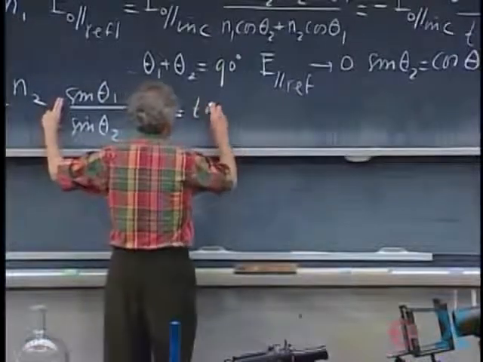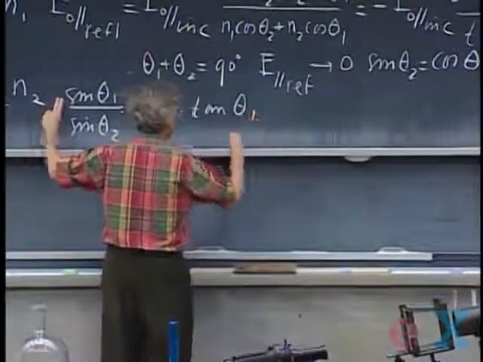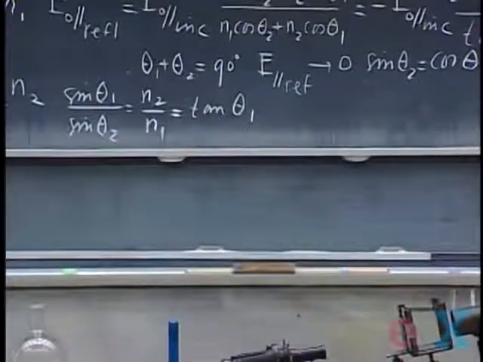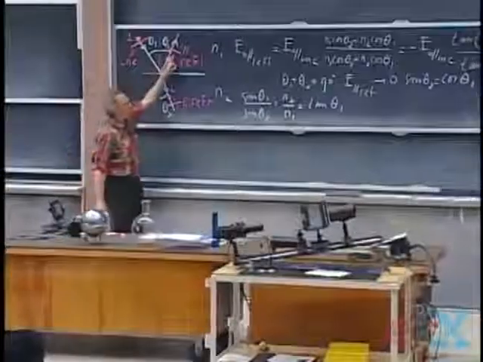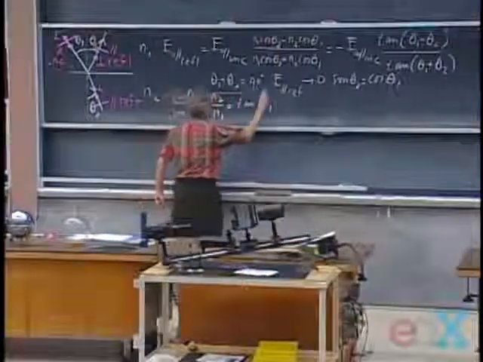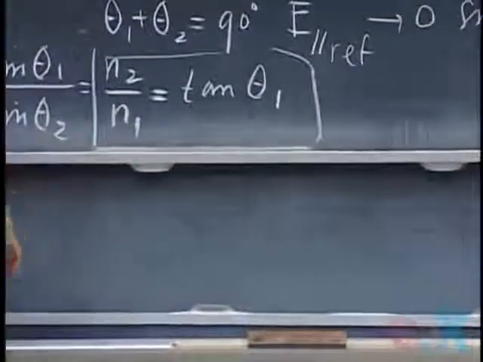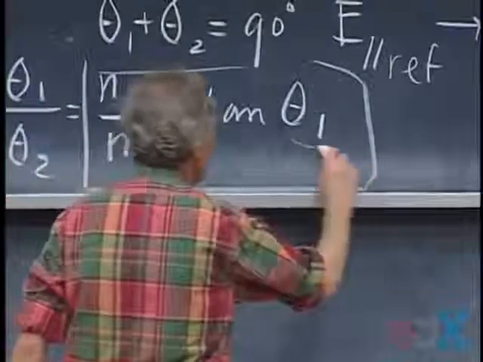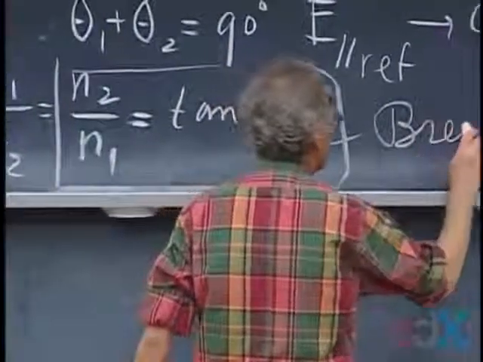And so if this is the tangent of theta 1, that is under these conditions, then we have met the condition that I was looking for, that I end up with 100% linearly polarized light. And so this is the secret to getting 100% polarized light. And this angle is called the Brewster angle.